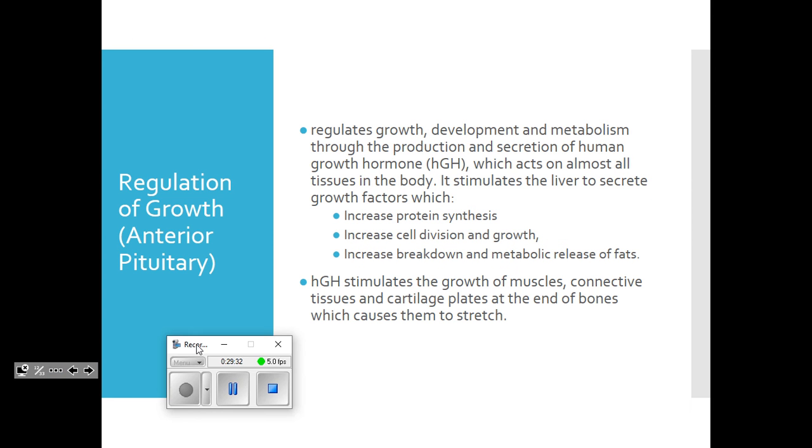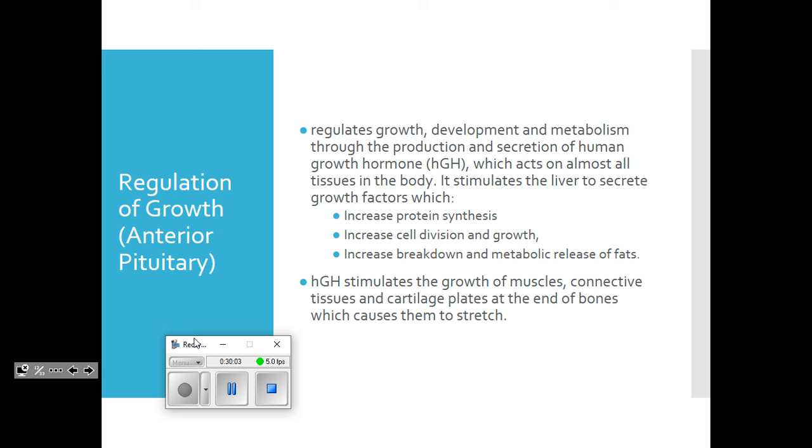So, regulation of growth is the next idea. So first we had sleep, now we have growth. We're going to focus on what the anterior pituitary does to help regulate growth. Now what it does is that it regulates growth, development, and metabolism in a number of ways, but first, through the production and secretion of human growth hormone.